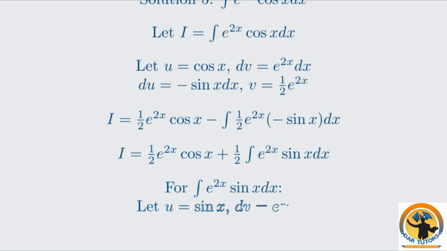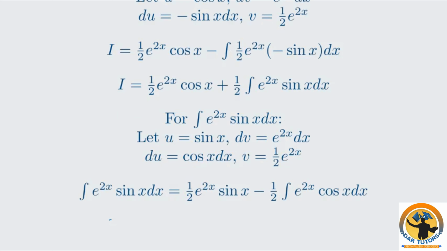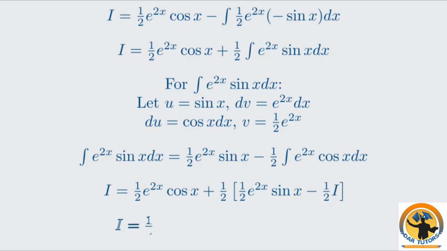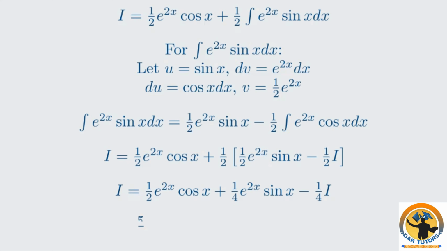We apply integration by parts again to the new integral, choosing u equals sine x. This gives us I equals 1/2 e to the 2x cosine x, plus 1/4 e to the 2x sine x, minus 1/4 I.